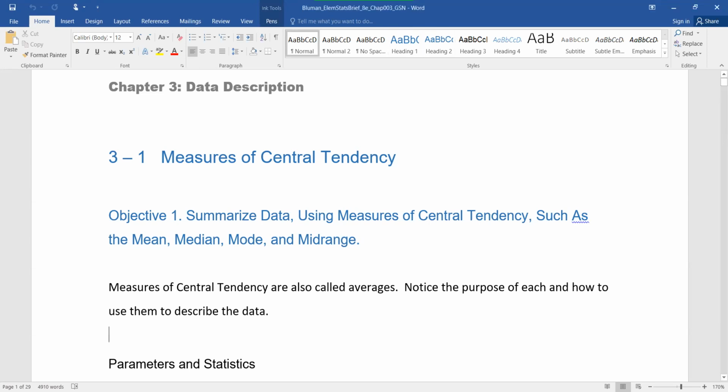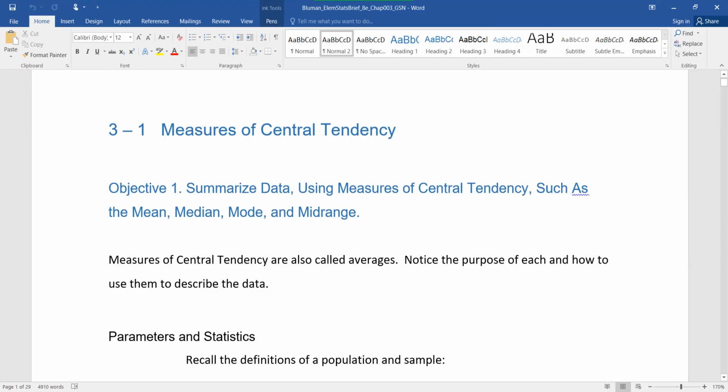Range. That's mid-range. Yeah. So range is largest minus smallest. Mid-range is largest plus smallest divided by 2.